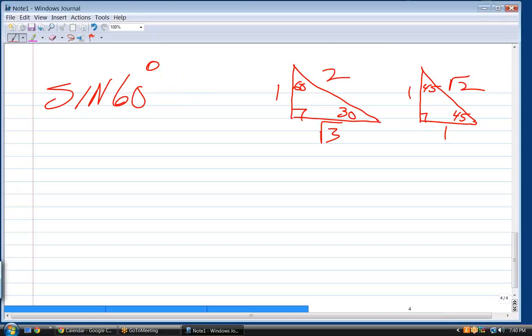So what's the sine of 60 based on this triangle? Square root of 3. SOHCAHTOA. So opposite over hypotenuse. Okay, so what's the sine of 60? Square root of 3 over 1. Okay, there's the opposite. What's the hypotenuse? Oh, over 2, sorry. Okay.